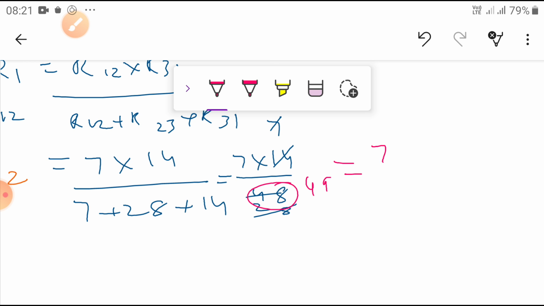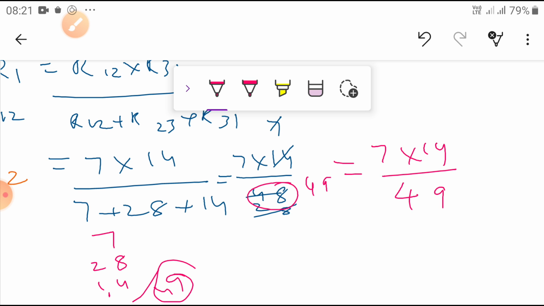So this is equal to 7 into 14 divided by 49. 7 plus 28 plus 14 is 49. I mistakenly wrote 48, that's why I got complications. If you make any mistake, you are going to face many problems, so please be careful while doing the problems. Now 49, 7 ones are 7, 7 sevens are 49, so 2. Previously we also got the R1 value as 2.